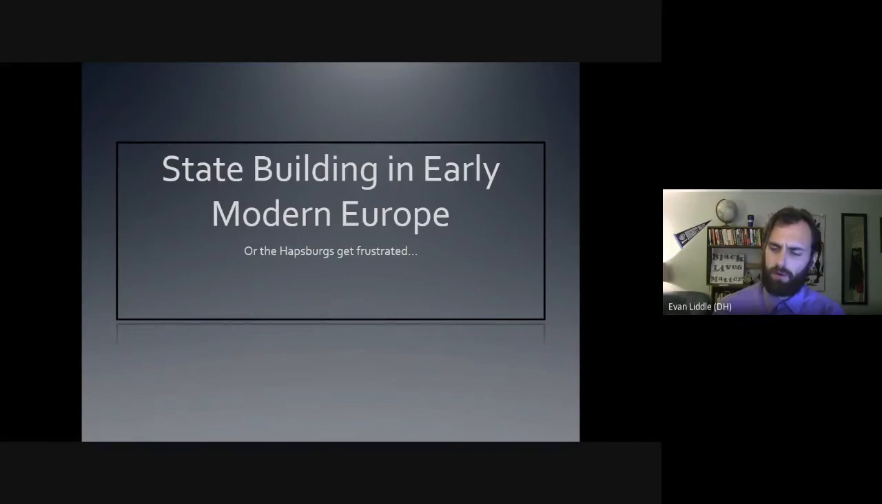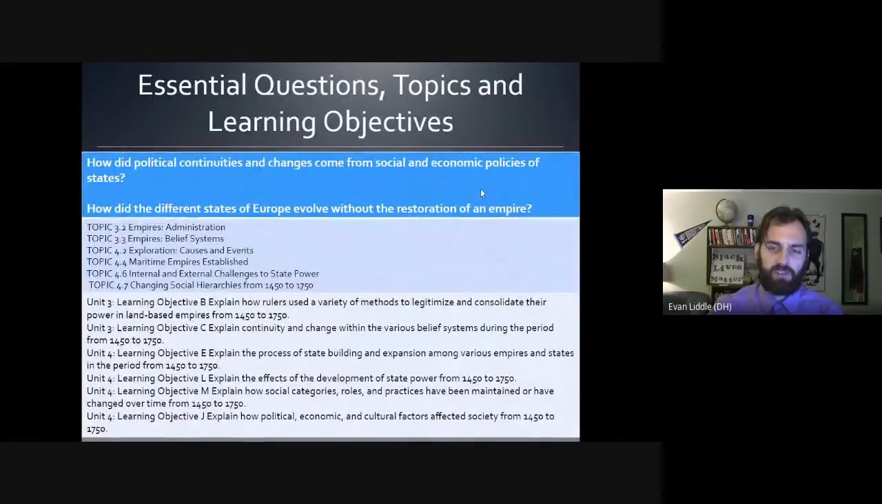in Early Modern Europe. Now, by the end of this history bite, you should be able to answer the following essential questions. How did political continuities and changes come from social and economic policies of the states involved in Europe at the time? And how did the different states of Europe evolve without the restoration of a continent-wide empire?